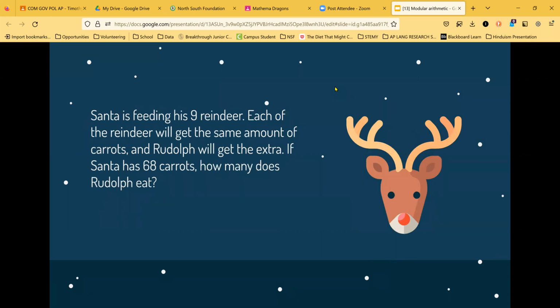So Santa is feeding his 9 reindeer. Each of the reindeer will get the same amount of carrots and Rudolph will get the extra. If Santa has 68 carrots, how many does Rudolph eat?